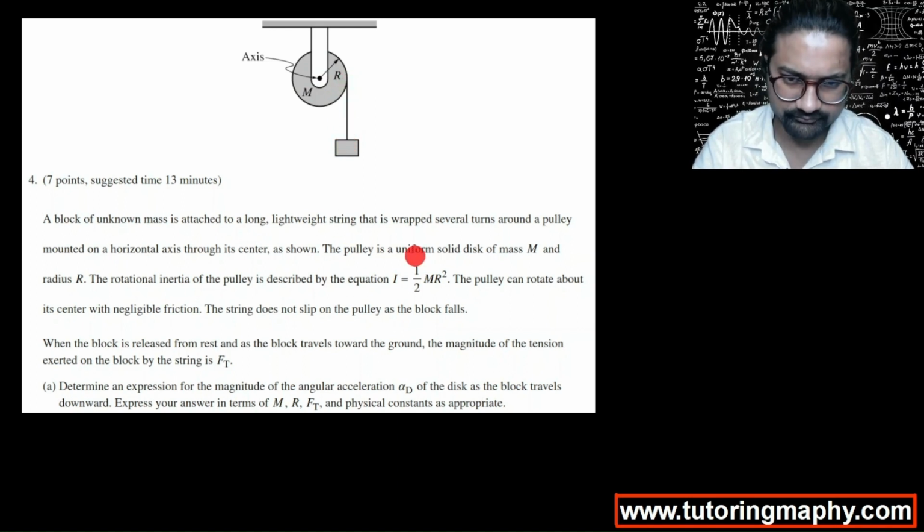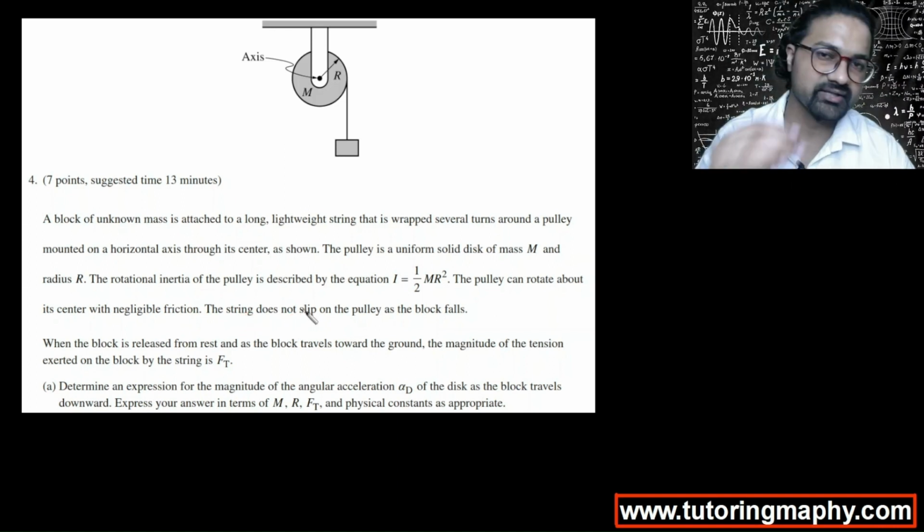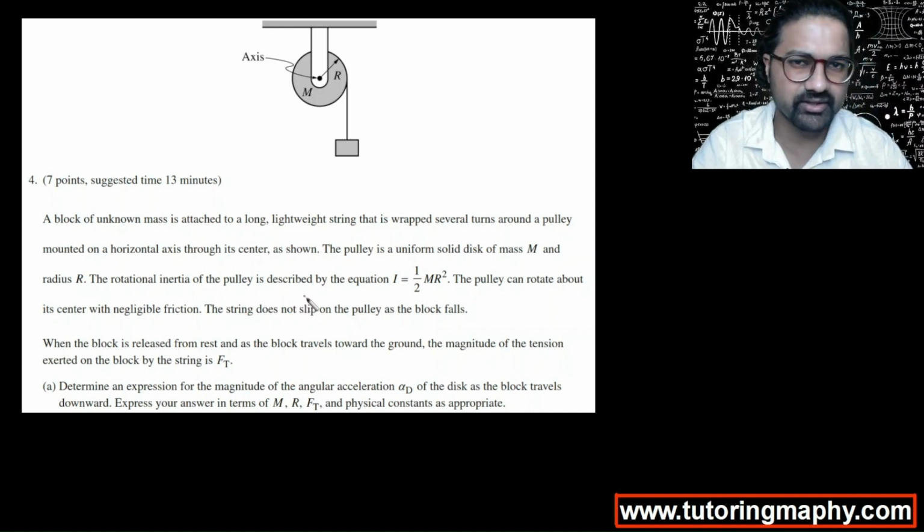The pulley is a uniform disk of mass m and radius r. The rotational inertia of the pulley is also given to us as half m r square. The pulley can rotate about its center with negligible friction. However, the string does not slip. String does not slip means that there is considerable friction, and it allows it not to slip on the pulley.